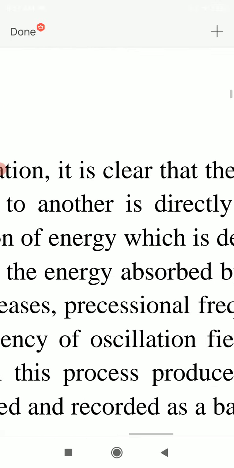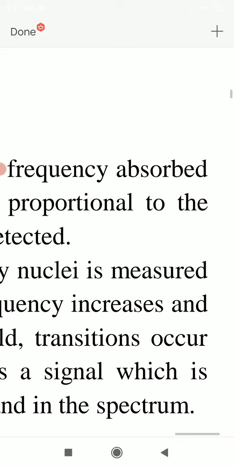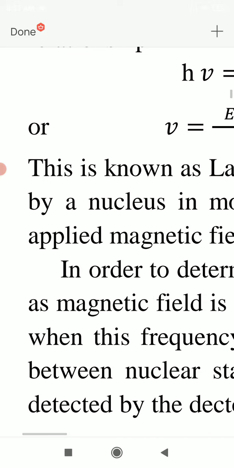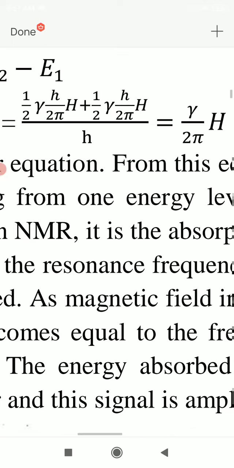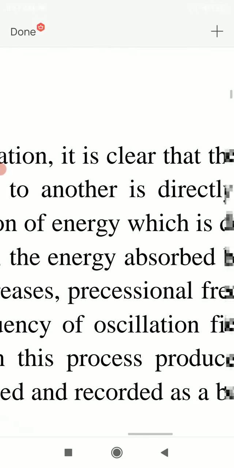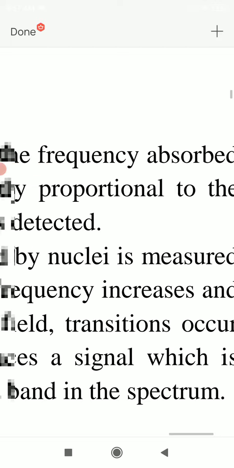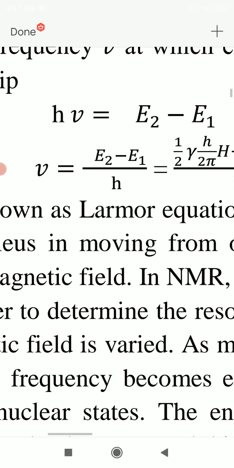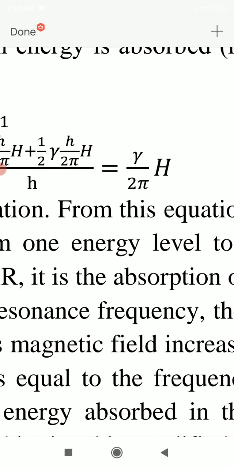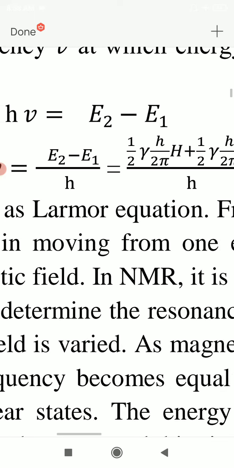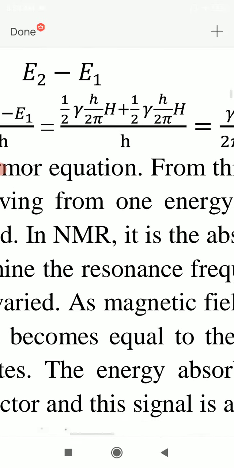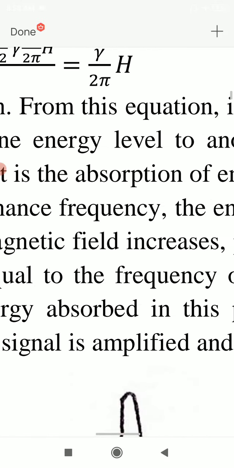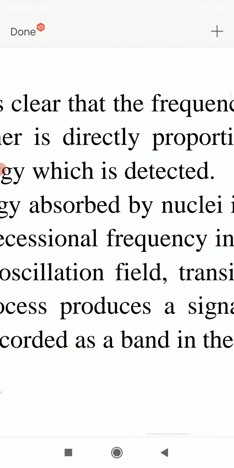From this equation, it is clear that the frequency absorbed by a nucleus in moving from one energy level to another is directly proportional to the applied magnetic field. Frequency ν is proportional to capital H. It is proportional to the value of applied magnetic field. In NMR, it is the absorption of energy which is detected.